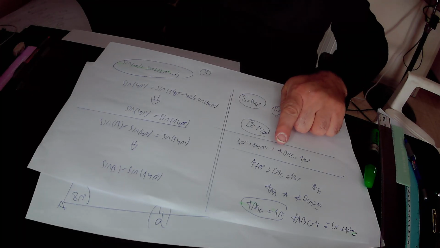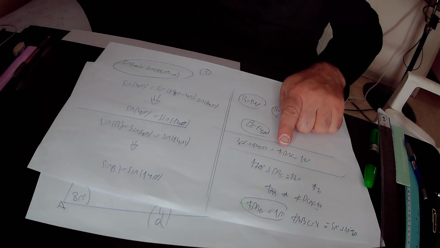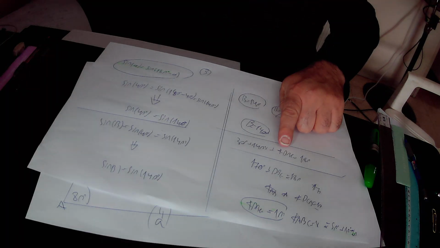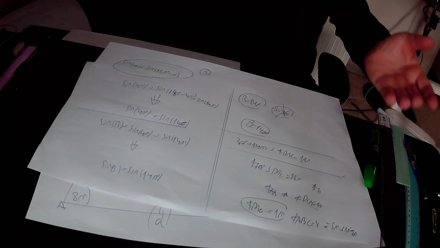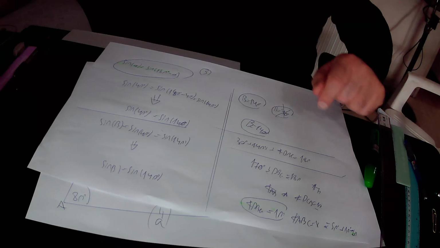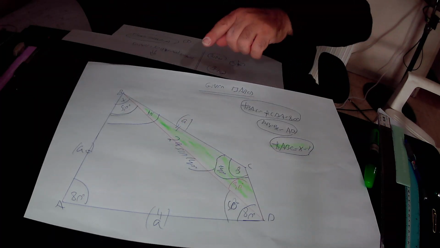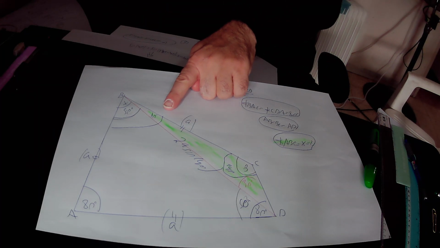If we subtract 170 degrees from this equation, we find that the missing angle DBC equals 180 degrees minus 170 degrees, which is 10 degrees. So this is the missing angle DBC, which equals 10 degrees.